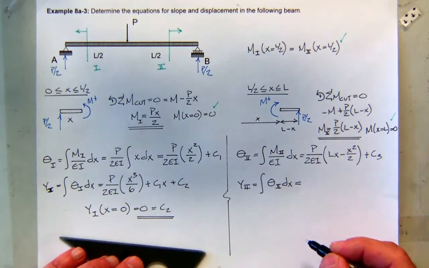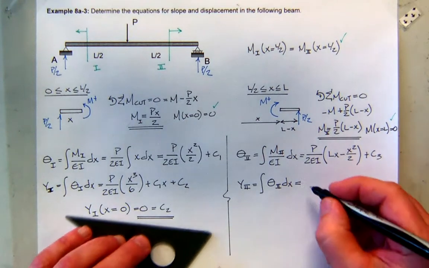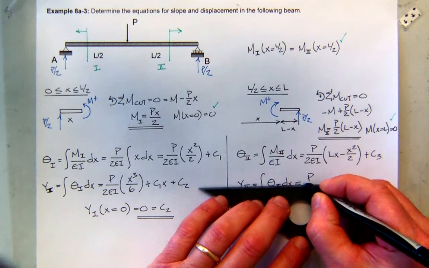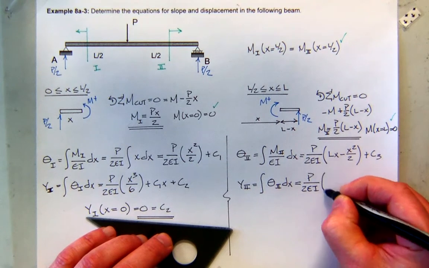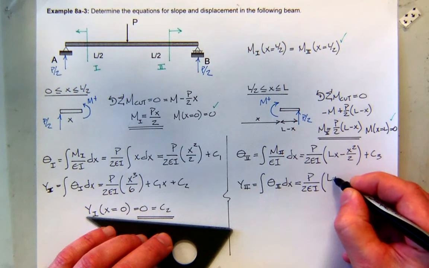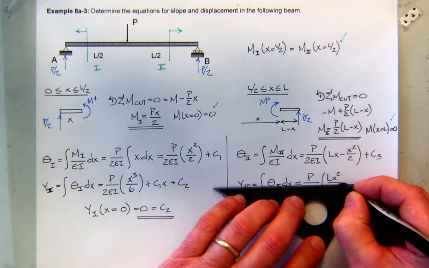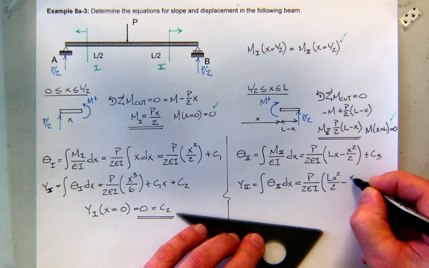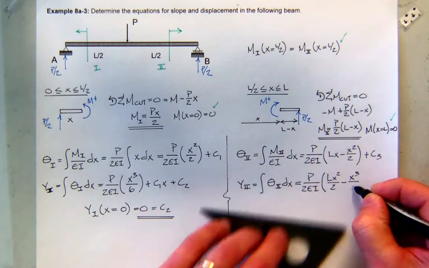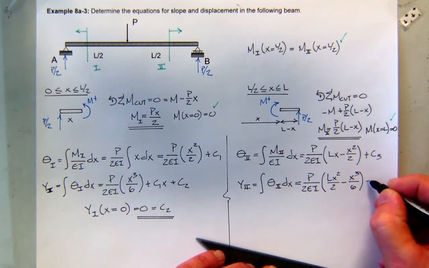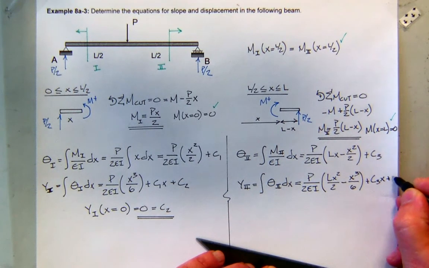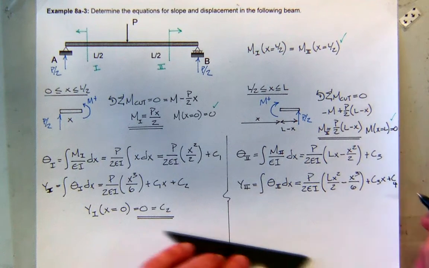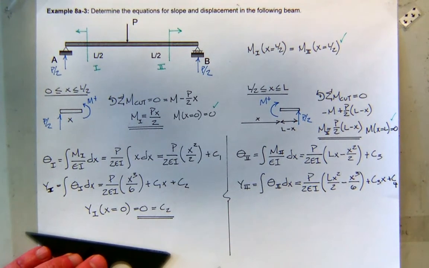And what do you get? Well, just integrate this guy. So again, my constant sits out here, my P over 2EI. This becomes LX squared over 2 minus L cubed over 6, and then C3X plus C4. Barely had room for it. Wow.